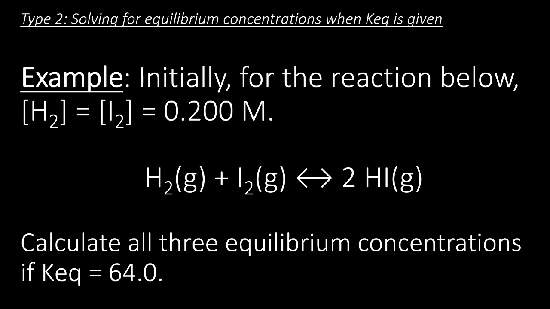And that's what I'm going to show you in this video. In order to do this, I want to show you an example, and we're going to work our way through it so that you can see how to solve one of these problems. So this is the example we're going to work through. We are initially dealing with a concentration of H2 and I2 of 0.200 molarity. It tells us our equation there, H2 plus I2 produces 2HI, and we have to calculate the equilibrium concentrations knowing that KEQ is 64.0.